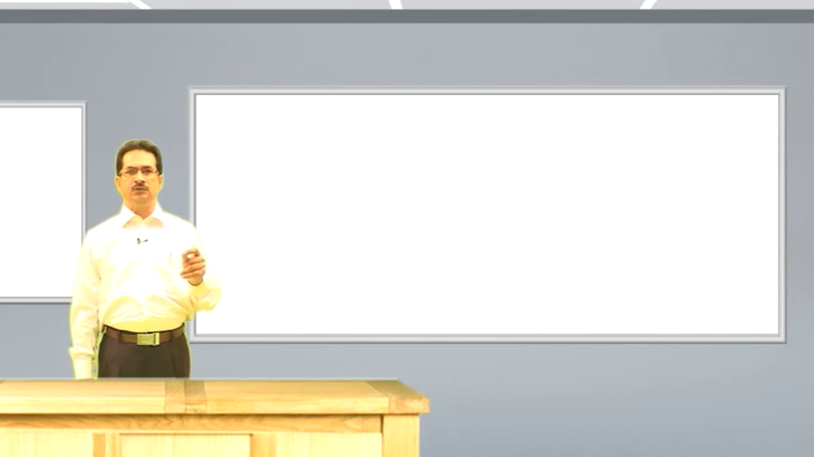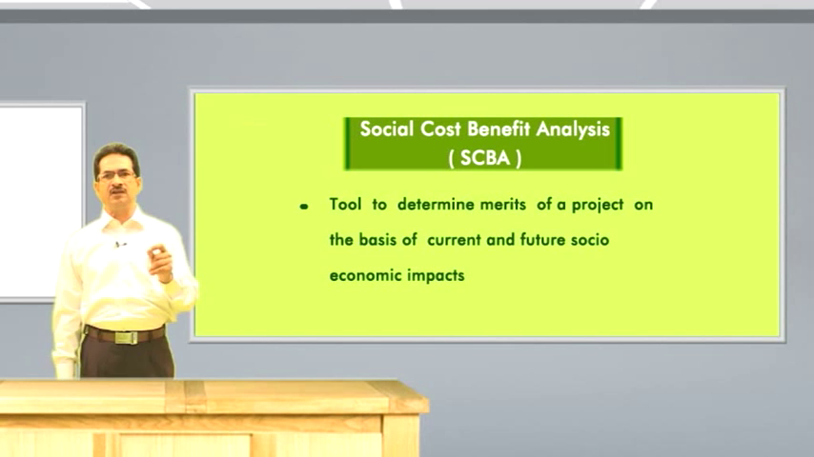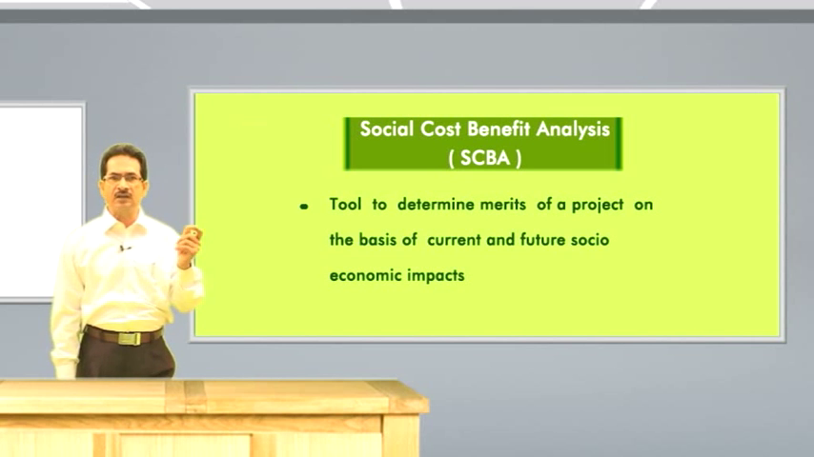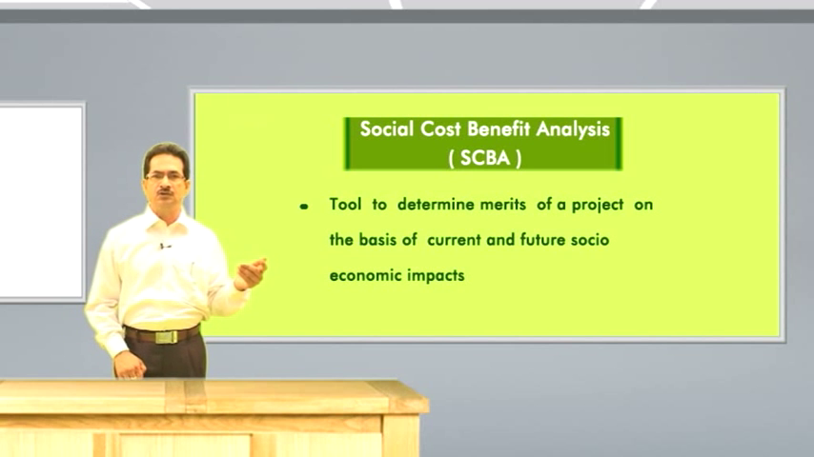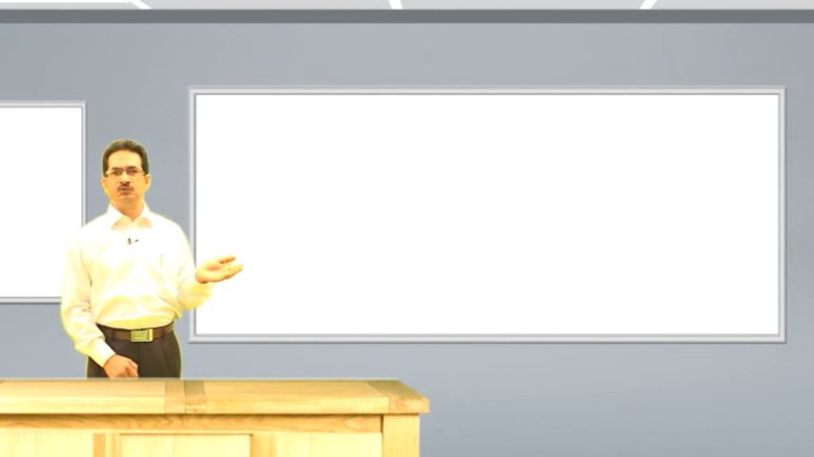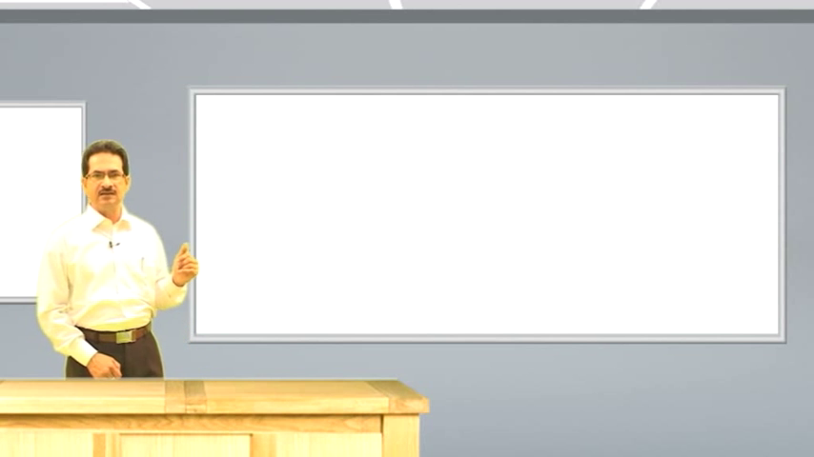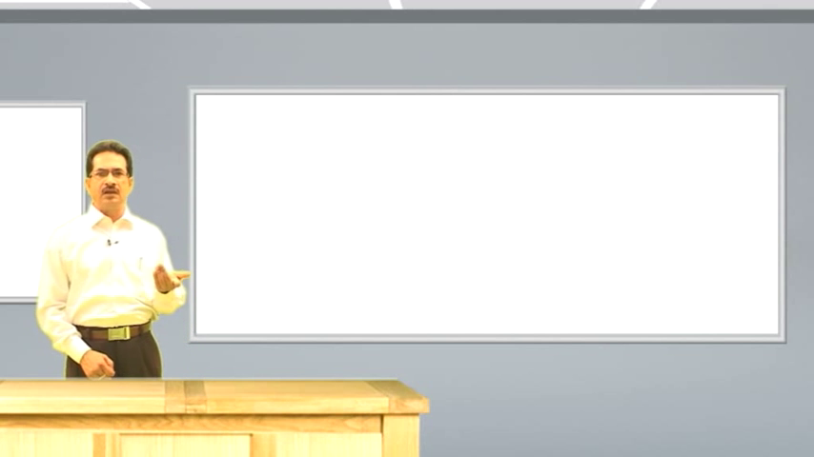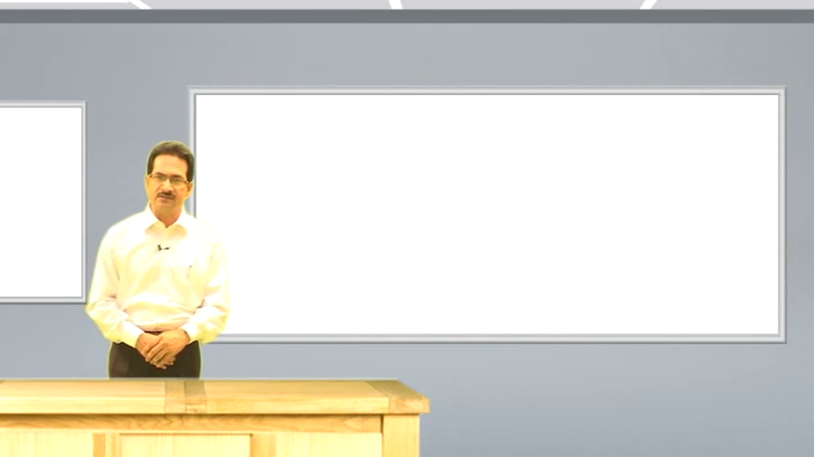Now coming to the concept, social cost benefit analysis is a tool to determine merits of a project on the basis of current and future socio-economic impacts. In a sense, it's assessment of real value of a project to the society. Two synonyms used for social cost benefit analysis are economic and social cost benefit analysis, and social and economic cost benefit analysis.